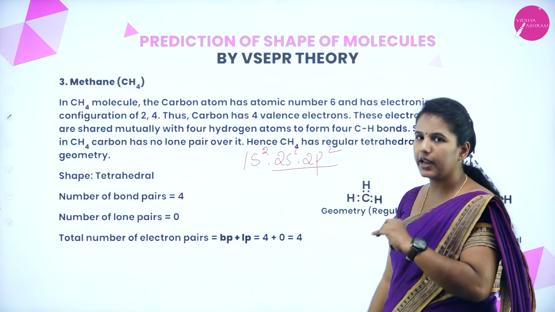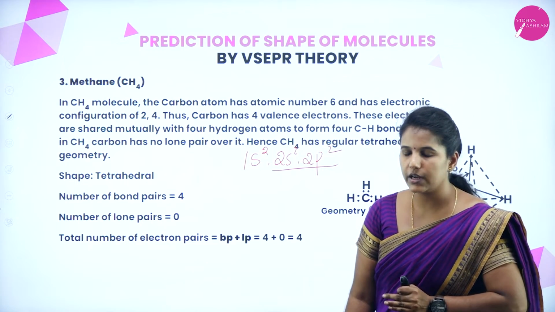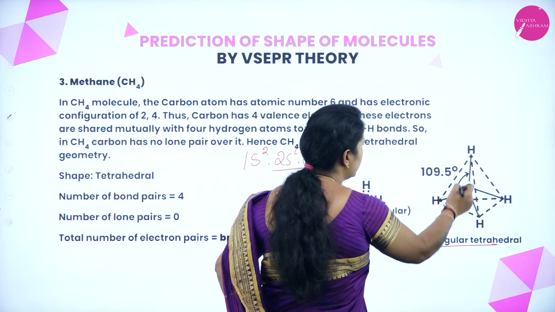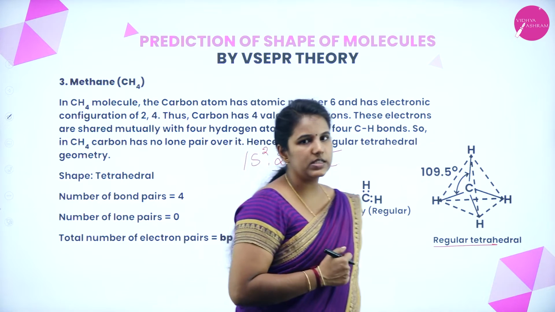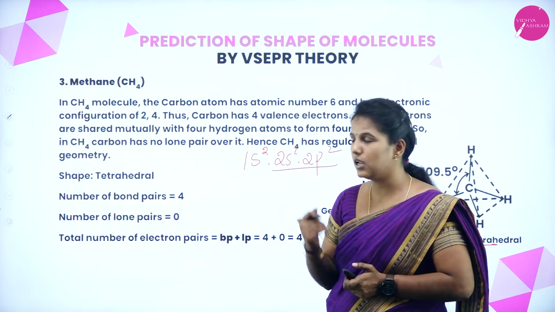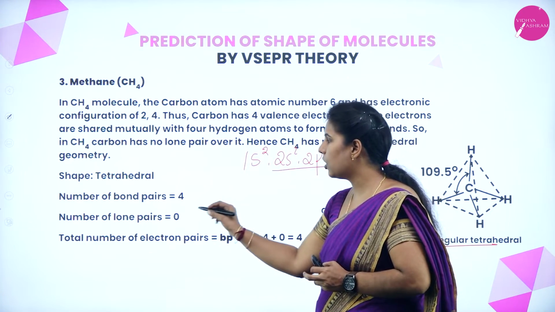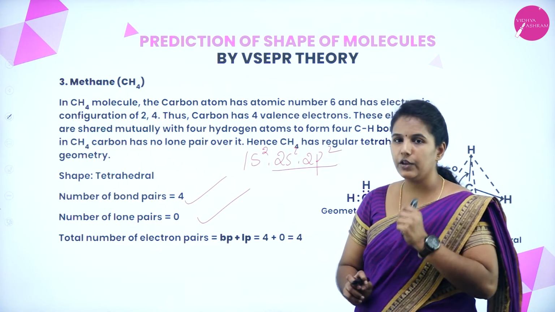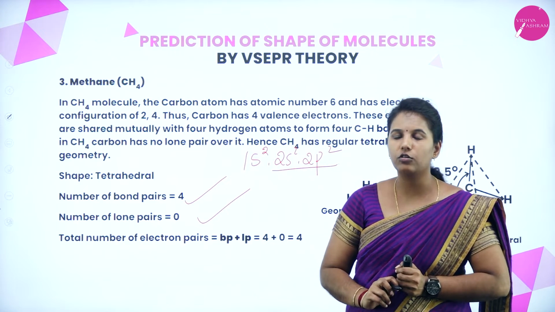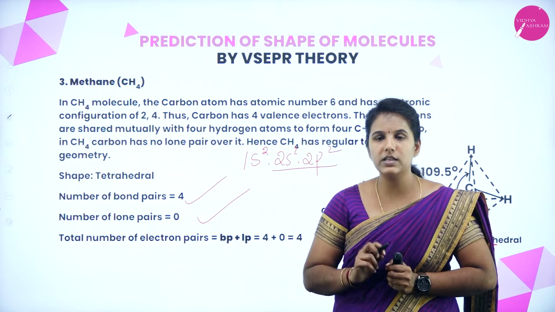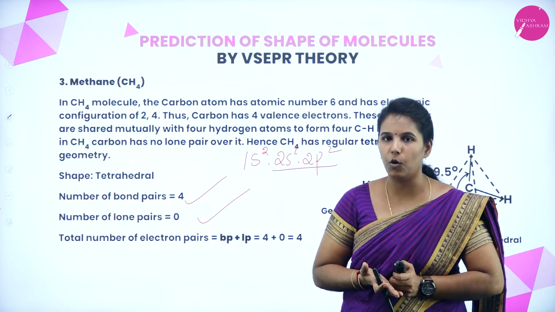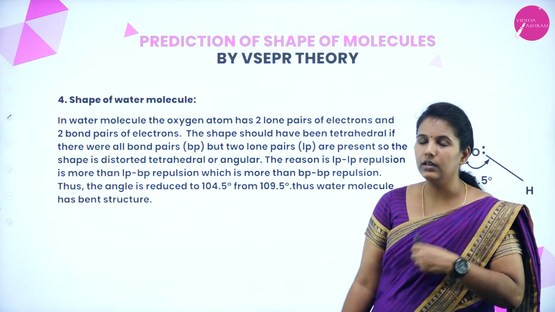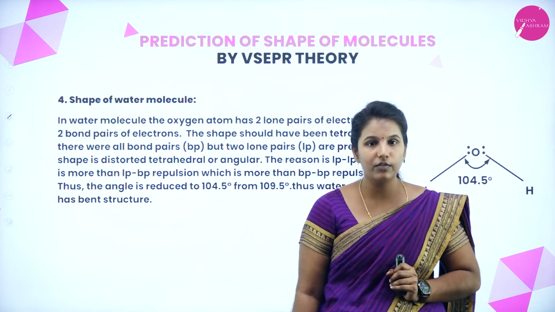All these 4 electrons get paired up with the 4 different hydrogen atoms, forming what? Tetrahedral geometry. You can see that these are the 4 bonds between the carbon and hydrogen. It consists of 4 bond pairs with 0 lone pairs, and the total number of electron pairs can be obtained by adding the lone pairs and the bond pairs. So the total will be 4, because carbon has no lone pairs of electrons.